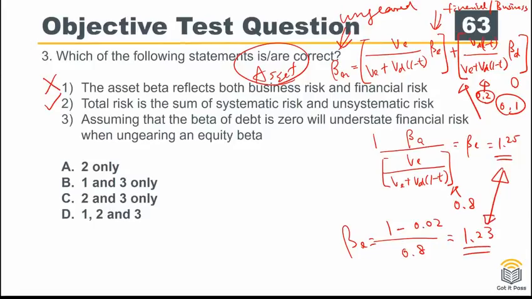The difference is from the financial risk, because the asset beta or the business risk should be constant. The difference here between A and B, the 0.02, is the financial risk. We can see that if the debt beta is 0, the financial risk is overstated. It seems not understated, so the third statement is wrong. In other words, the answer is A, 2 only.